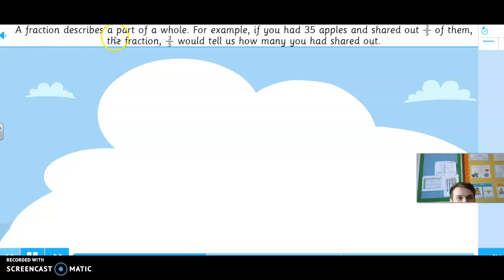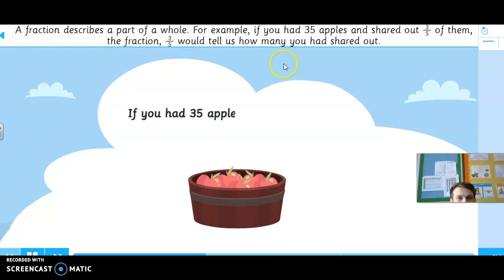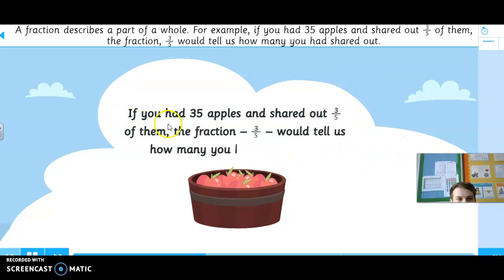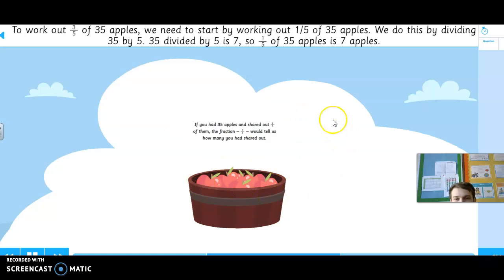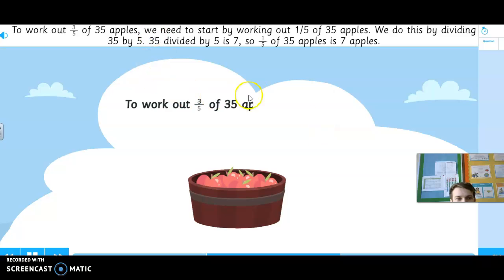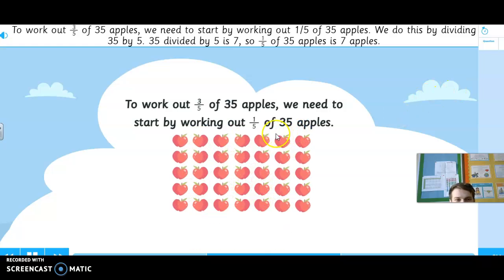So a fraction describes a part of a whole. So if we had 35 apples and shared 3/5 of them, that fraction is going to tell us how many of them we gave away. So we can just sit through this one for a minute. We've done this lots of times.